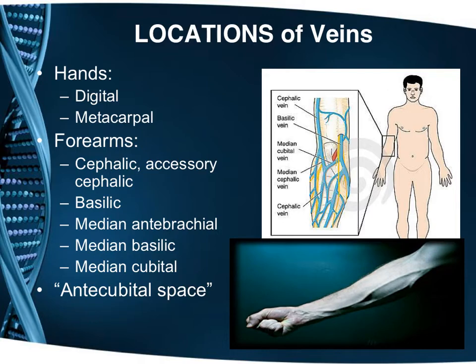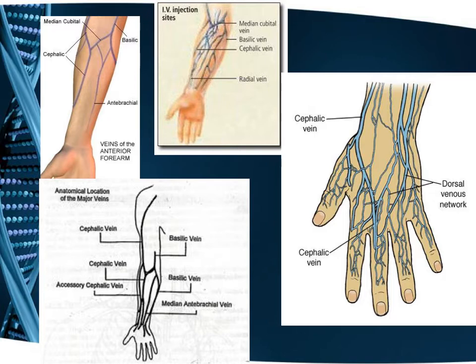On the hands, there are the digital and metacarpal veins. In the forearm, there are the cephalic and accessory cephalic veins, the basilic vein, the median antebrachial vein, the median basilic vein, and the median cubital vein. Note the antecubital space inside the bend of the arm. This slide shows further detail of the different venous sites.